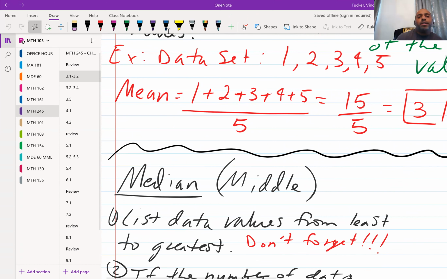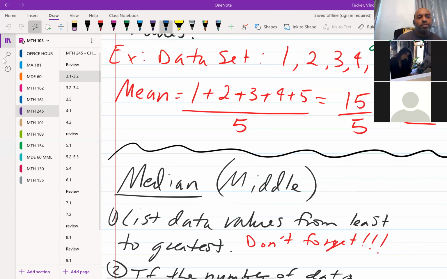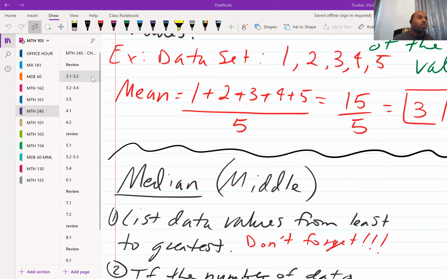The next one is the median. And when you think about the median, you can think about middle, as in the middle value. So to find your median, you list all your data values from least to greatest first. And don't forget that because a lot of people forget that first step. You want to list your data values from least to greatest.